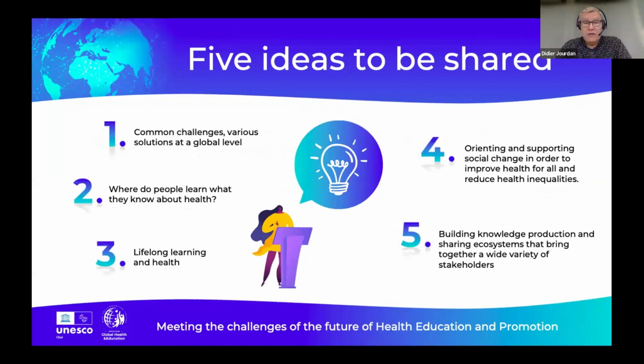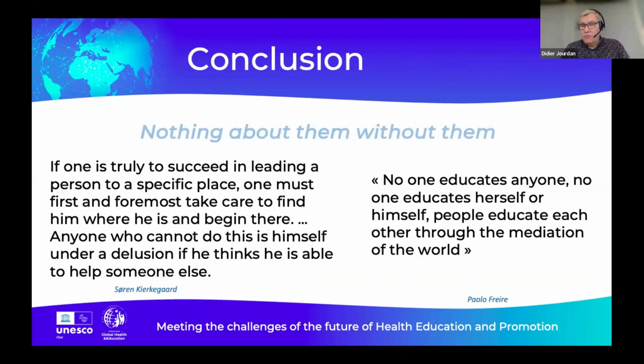So my five ideas were, first of all, how we could contribute to integrating health and education in the curriculum. The second is about the fact that we need to be global. The third is about learning for health. The fourth is about orienting social change toward supporting the schools to take health into account. And finally, the need to build ecosystems of knowledge production and sharing together with the professionals.